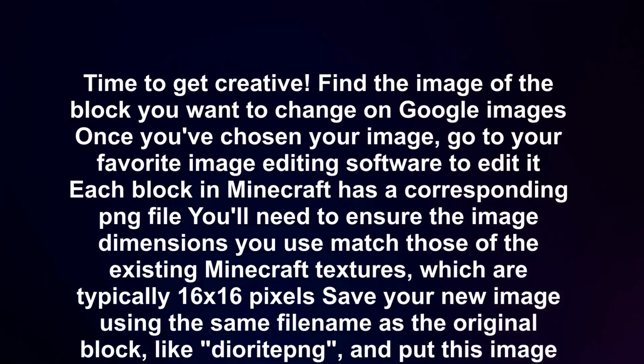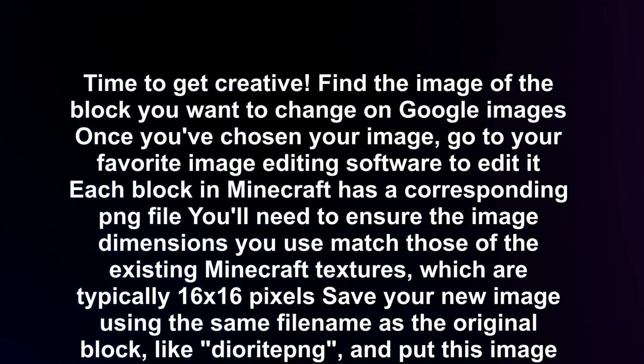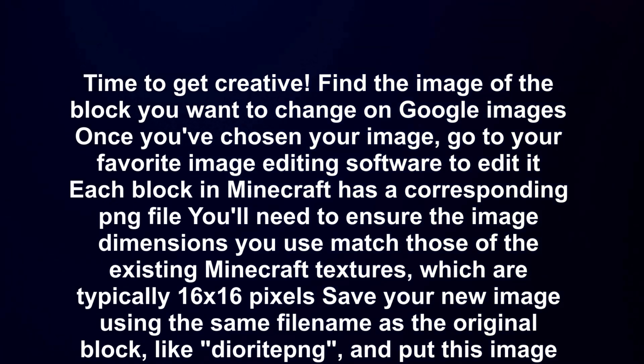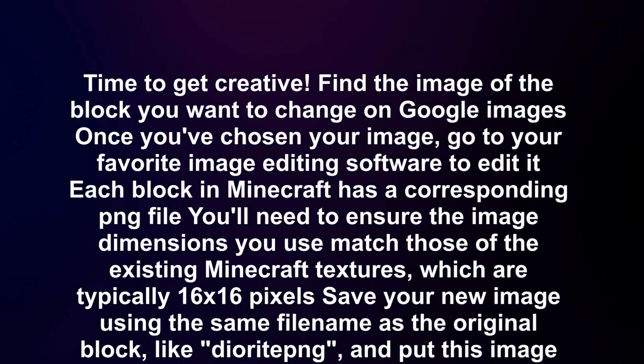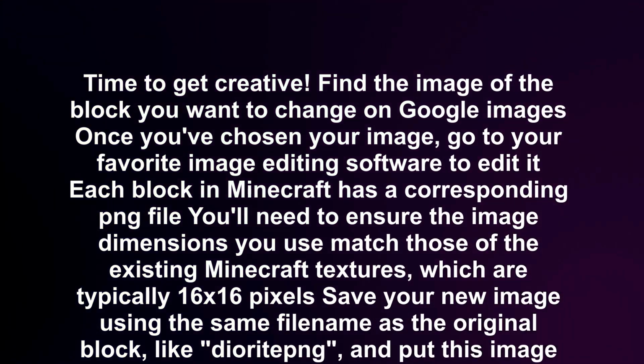You'll need to ensure the image dimensions you use match those of the existing Minecraft textures, which are typically 16 by 16 pixels. Save your new image using the same file name as the original block, like dirt.png, and put this image in the blocks folder inside your textures folder.